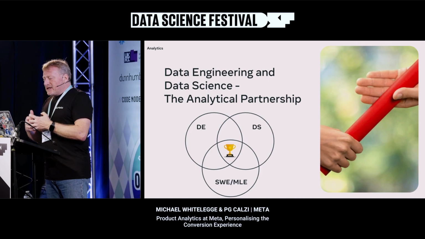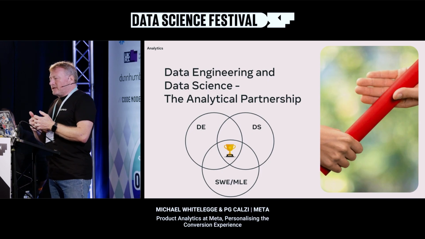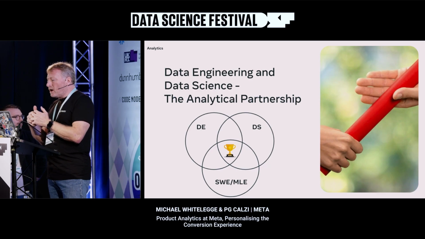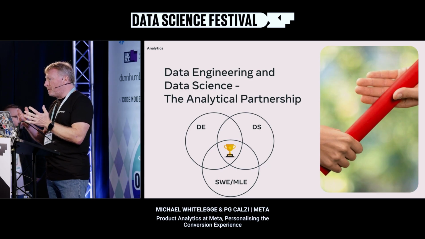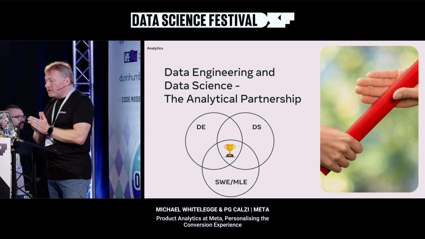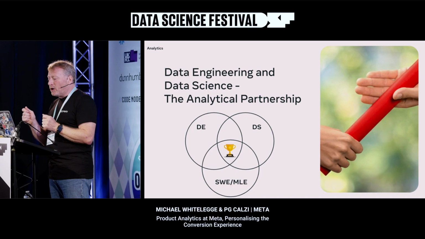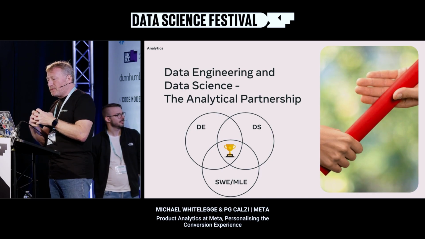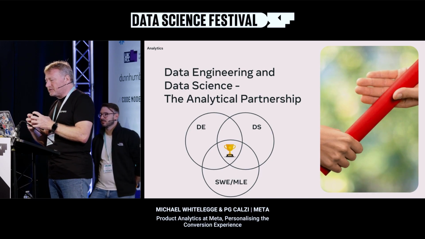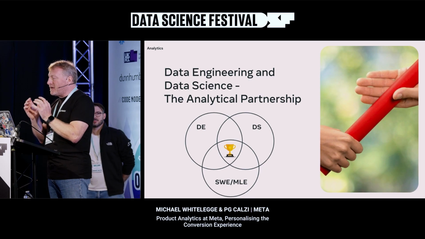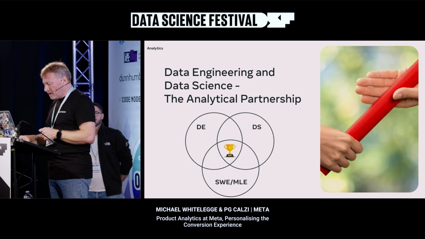But data engineering and data science, they're not mutually exclusive functions. There is an overlap between them. And it's how we work that overlap which gives us the power that we have at Meta. Also software engineers, machine learning engineers. So I've drawn this as a Venn diagram. I feel the prize is in the middle. When we can collaborate between all three of these functions, then we get this big win of real good success for the product.